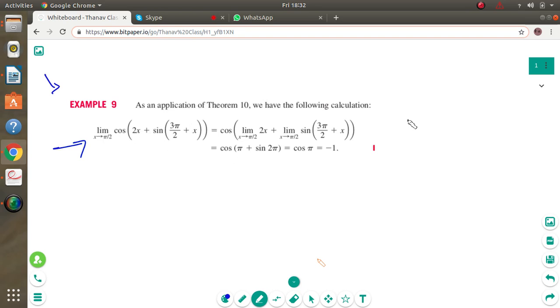Yeah, let me just copy it down. It's a very important theorem. Otherwise, you will not be able to solve this question. Application of theorem 10. I'm copying the example so that I can do it.